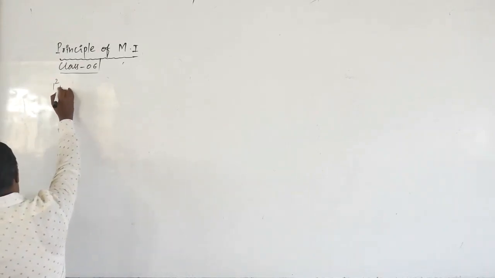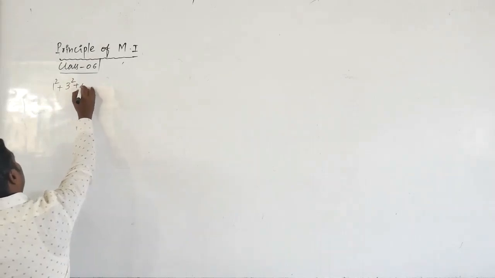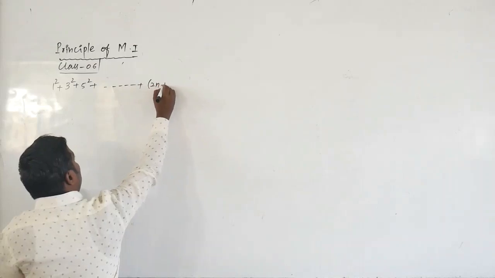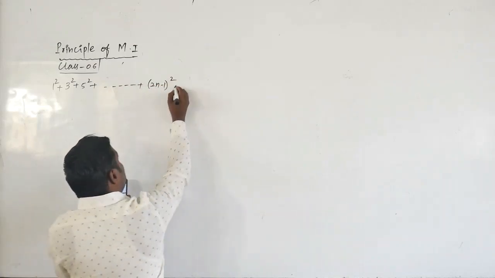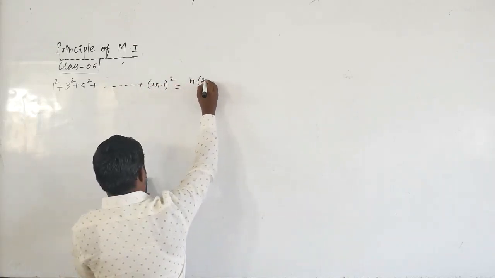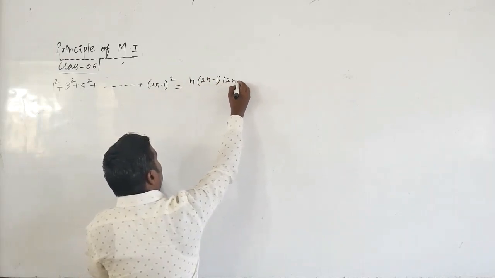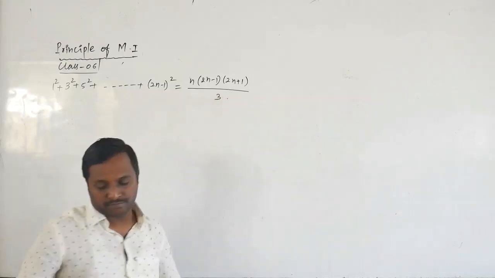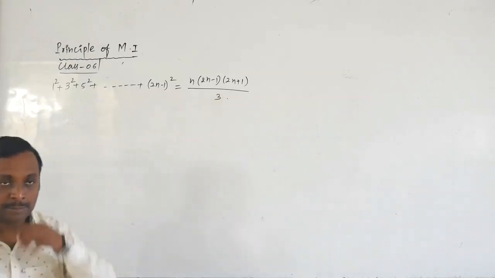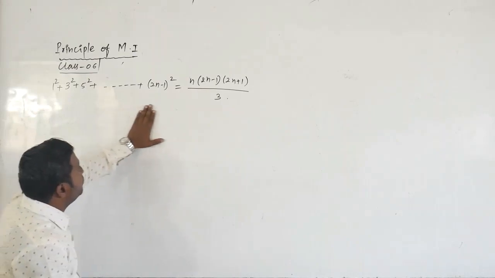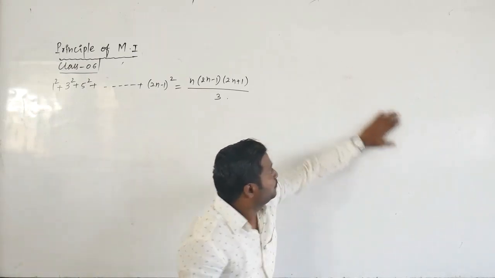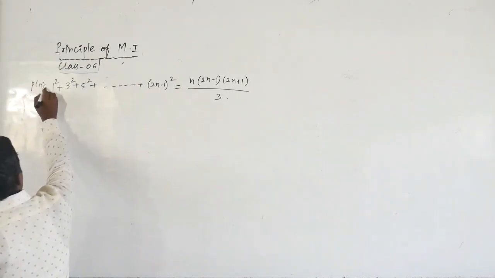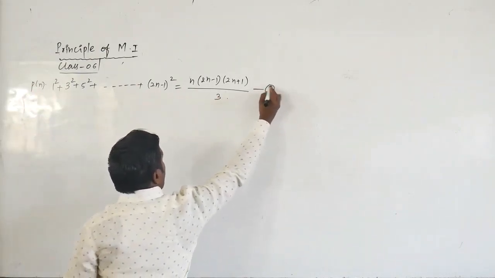1 square plus 3 square plus 5 square and so on plus (2n minus 1) whole square is equal to n into (2n minus 1) into (2n plus 1) by 3. What are we going to do? Let us take this as P of n.